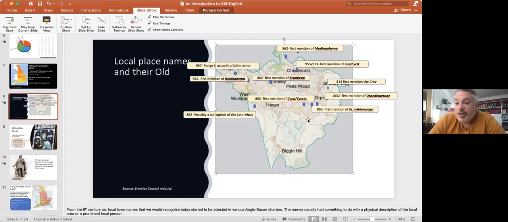Some of them, by the way, are common names, aren't they? So Farnborough, there isn't just one Farnborough in this country. There's at least two. There's one down near the south coast, and the meaning will be the same.